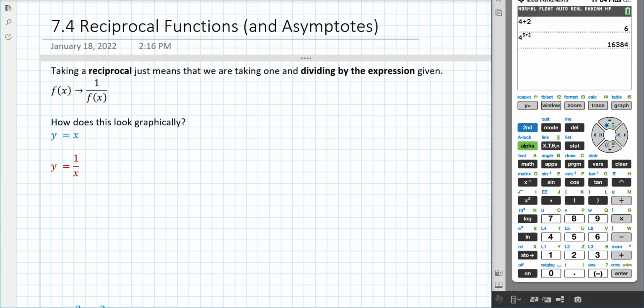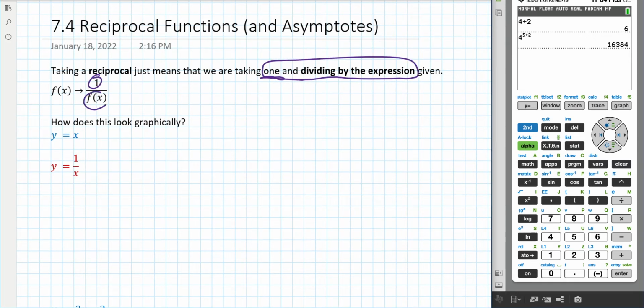So taking a reciprocal just means that we are flipping basically what we are given. So we're taking 1 and dividing it by the expression given. So f of x would go to 1 over f of x. f of x is just another way of saying the function of x. So whatever your function is, you just do 1 divided by that function.